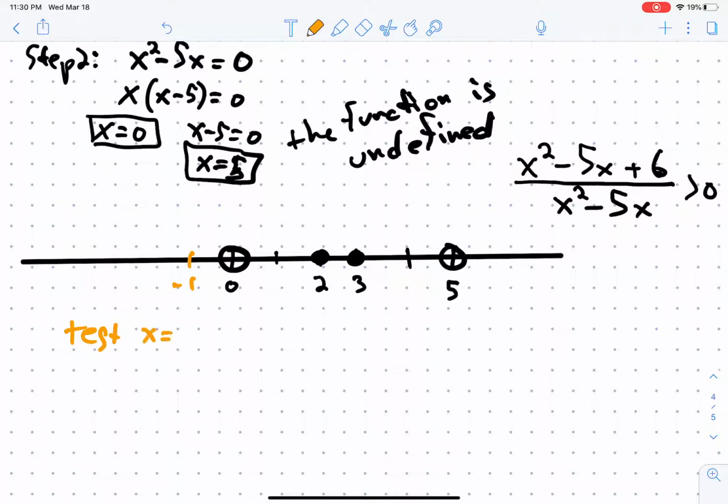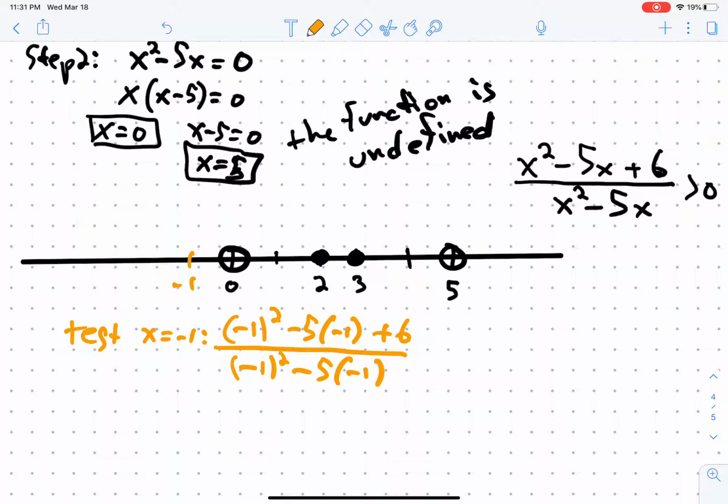If we test x equal -1, we plug it into our function, and our function is x squared, so that's -1 squared, minus 5 times -1 plus 6. And on the bottom, we have -1 squared minus 5 times -1. And altogether, what does this give us? This one I'll calculate, although in the future I'm going to rely on a calculator to do it. So the -1 squared gives us 1. Minus 5 times -1 gives us plus 5 and plus 6. And on the bottom, we have 1 plus 5. So this looks like it's going to be 12 over 6, which is positive 2.